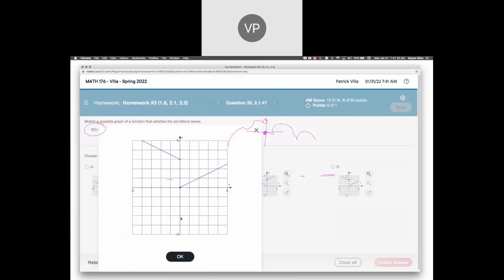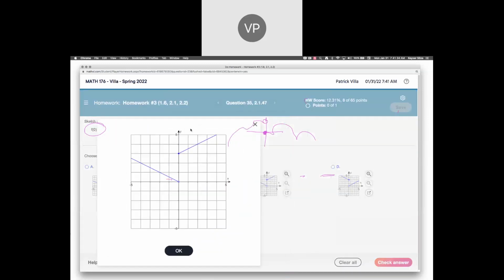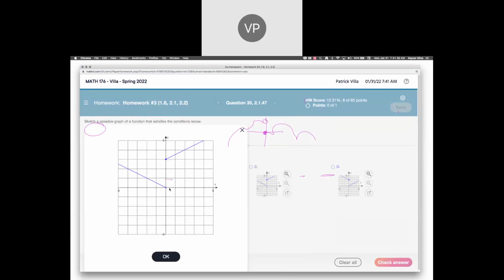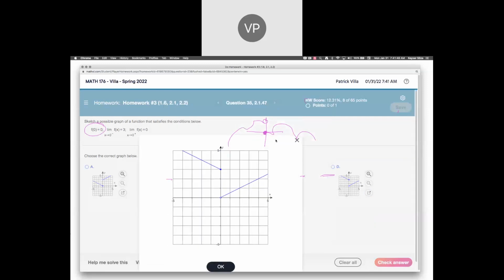B looks a little better. We have the 0, 0. From the left, we're approaching 3. We're approaching the y value of 3. From the right, we're approaching the y value of 0. That one looks good. This is probably going to be my answer. But like always, I want to check all these. Okay, here, approaching 0 from the left, y value of 0, so no good. Approaching a y value of 3 from the right, not the right one. And that other point didn't exist.